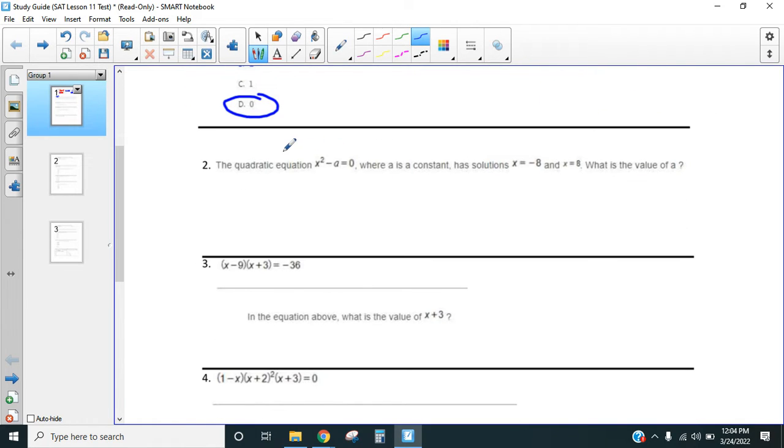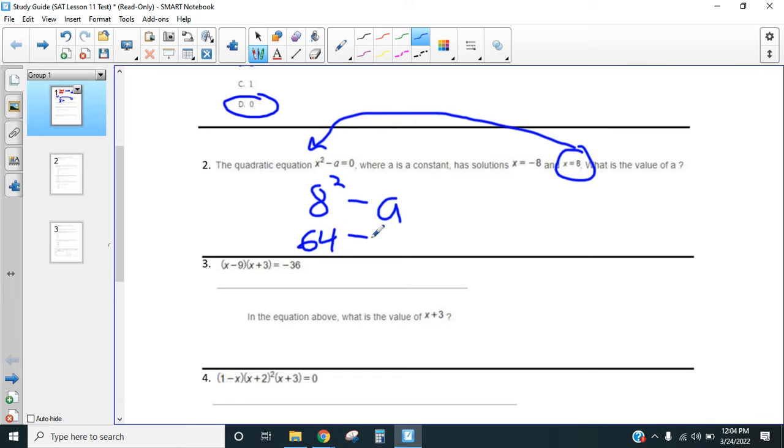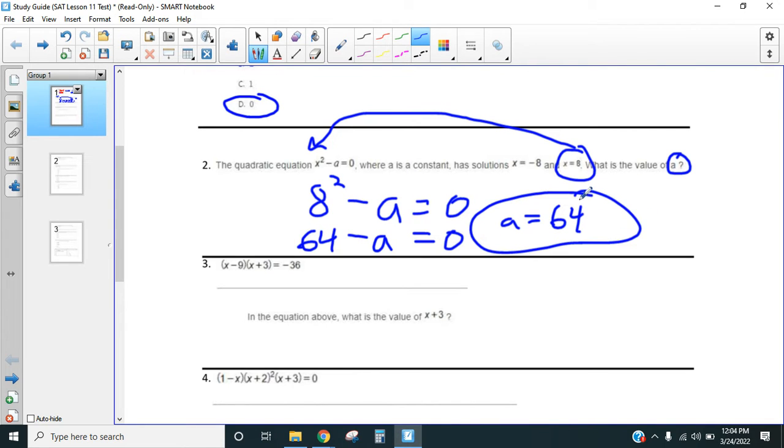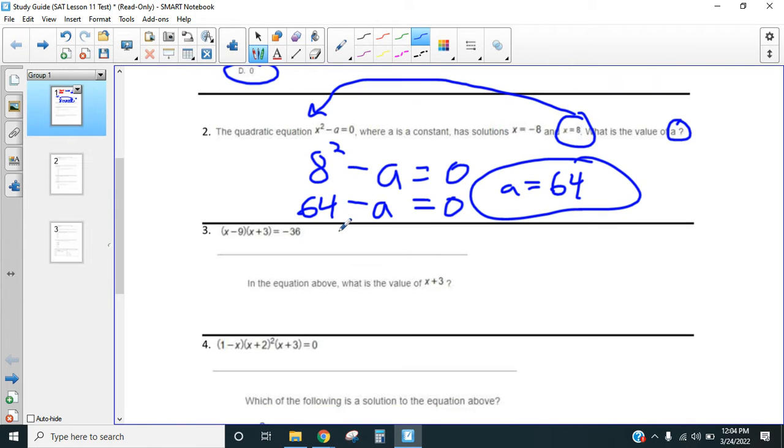Number 2, it says this is your equation, but then they tell us what x is, right? So if I just plug in either one of these, they both end up with the same thing, 8 squared minus a or negative 8 squared minus a. Either way, it says 64 minus a. And then it's equal to 0. The question is, what is the value of a? A has to be 64. They tell us what x is, right? Plug it in.